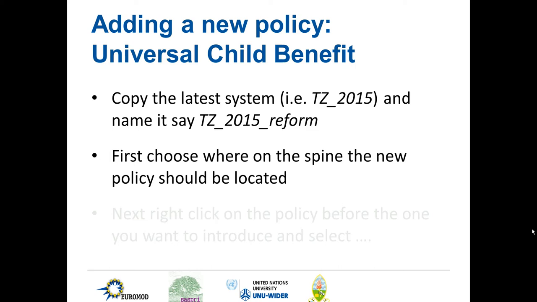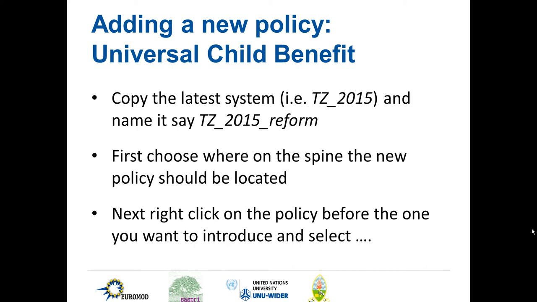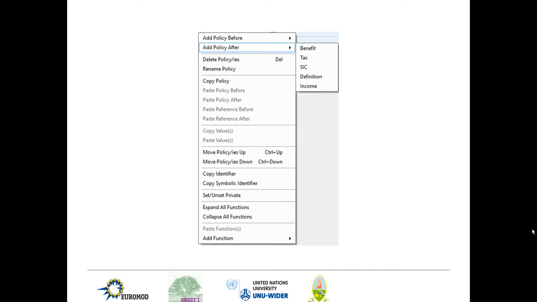So if a new policy relies on the output of an earlier policy, then you need to position that new policy after the earlier policy. And I gave an example in the earlier one that related to the BUN_TZ policy in respect of public works programs. So we right click then on the policy before the one you want to introduce and select. So let's do it first of all on the screen here, and then I'll do it for real.